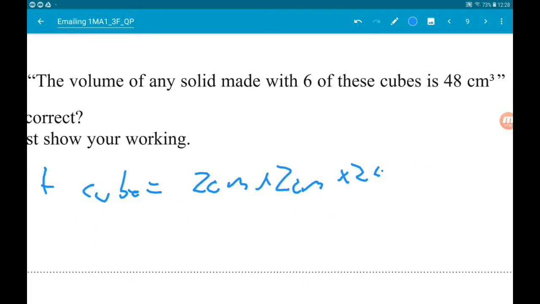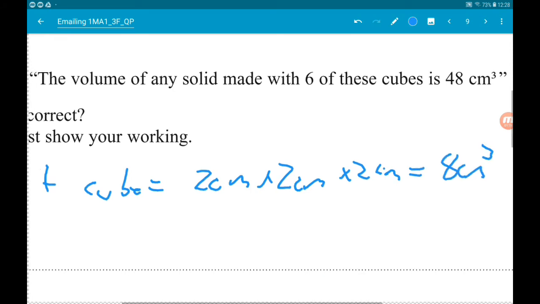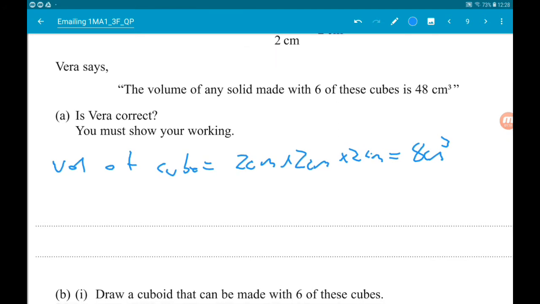So that does indeed give us 8 centimeters cubed. So, if you're making a solid, a 3D shape with 6 of these cubes, then the volume of that shape, or the solid, is 6 times 8. Six times 8 centimeters cubed, and that does give us 48 centimeters cubed. So, that is correct, yes.